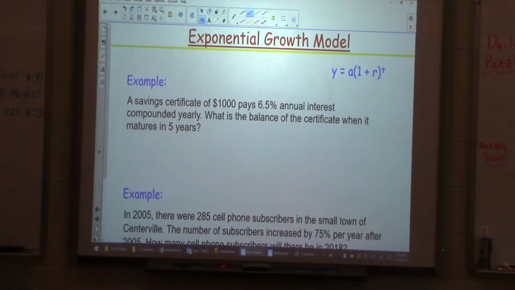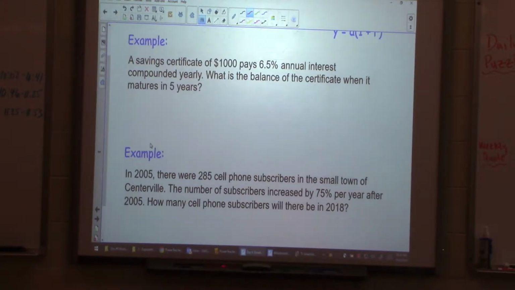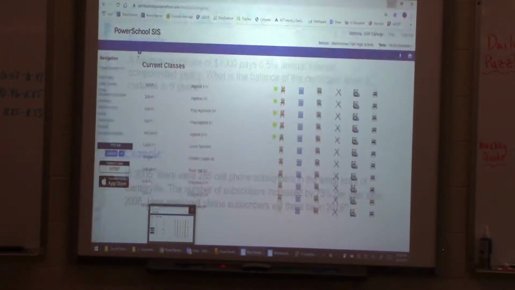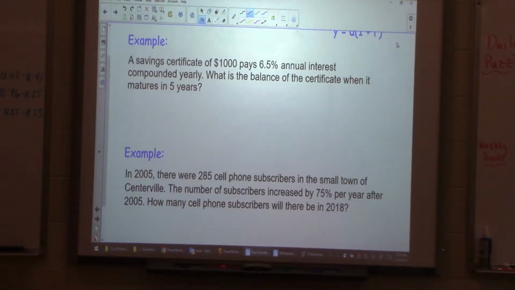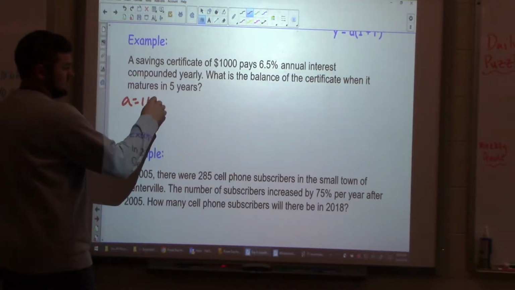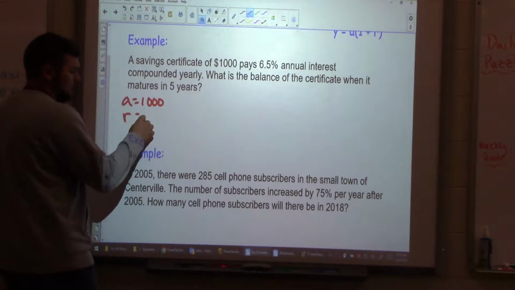Savings certificate of $1,000. Pays 6.5% annual interest compounded yearly. What is the balance of the certificate when it matures in 5 years? So what is my A value? It's 1,000, right? That's what I'm starting with. So A is 1,000. My rate, what's it growing by?